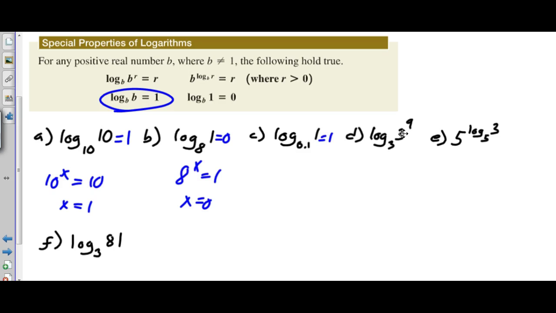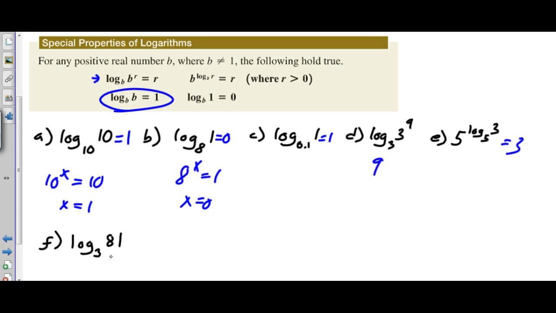Now look at this guy right here. And this is going to be using this first rule. And that is that when the log base and the number we're taking the log of are the same, then the answer is going to be 9. So that's pretty simple there. Same thing right here. The answer is just 3 using this rule right here.